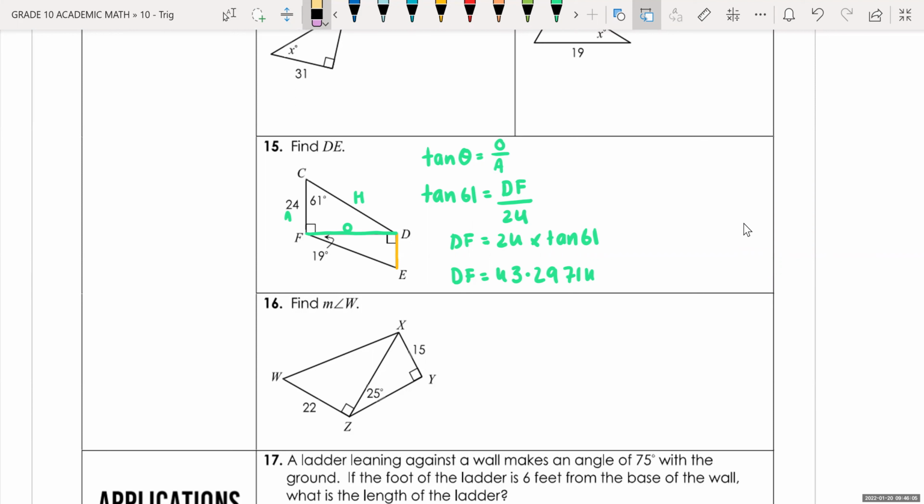Okay, great. Now we're going to move on to the next triangle, and we're going to try to figure out what DE is. So according to this triangle, if that's angle 19, then this is opposite, this is adjacent, and this is the hypotenuse. We have the adjacent side length. We're trying to find the opposite side length. So what are we going to use? Sine, cos, or tan? Yeah, we're going to use tan again.